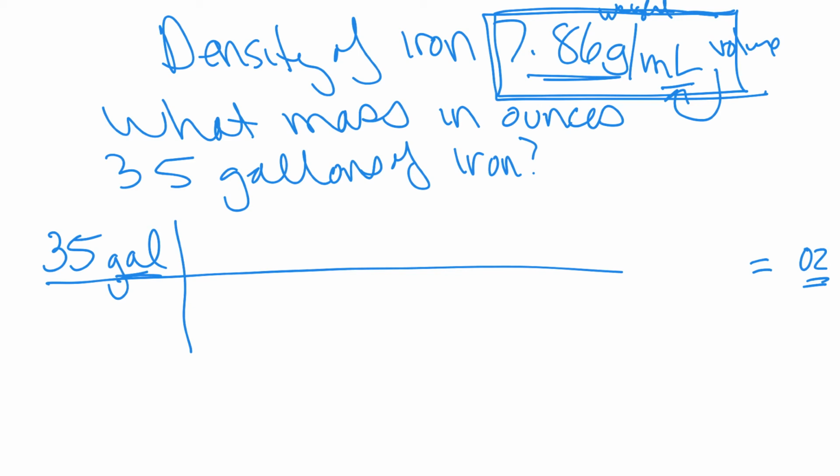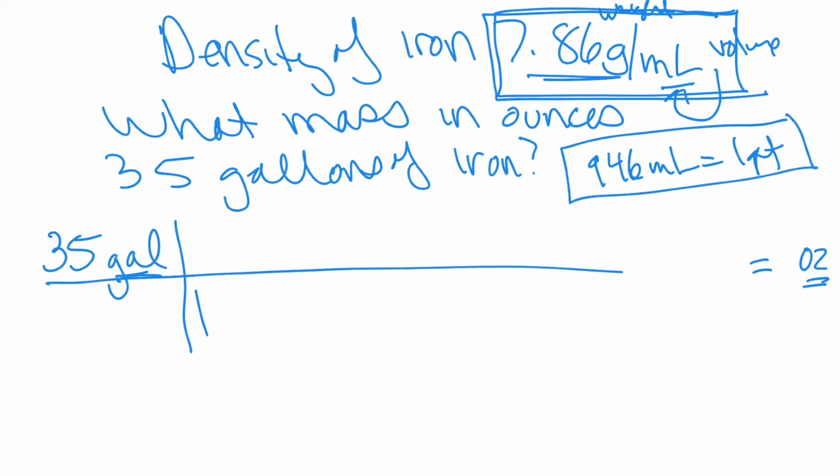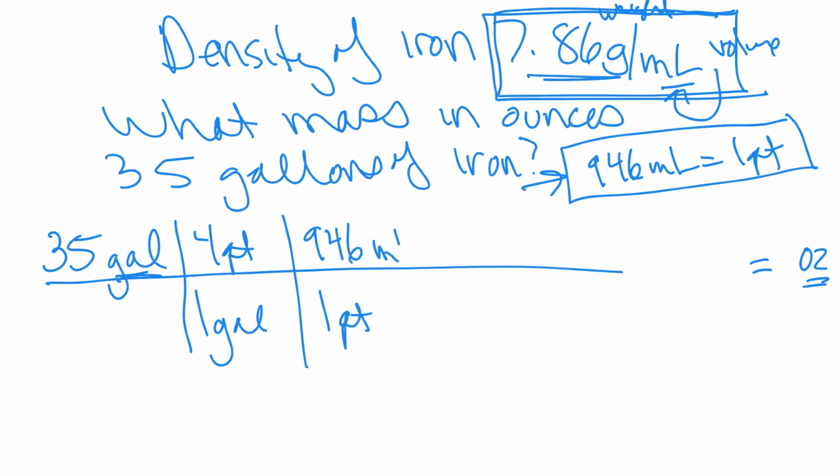Well, I can do that because I have my metric conversion sheet, and I see that I'm going to need to use 946 milliliters is equal to a quart, because that is the only metric to English conversion I have for volume. So 1 gallon is equal to 4 quarts. And then now I can use this, right? 1 quart is 946 mils.